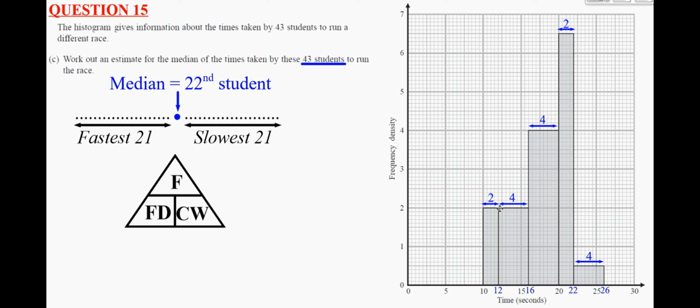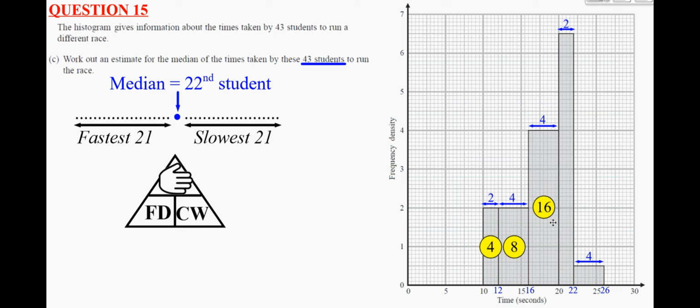So the first bar, 2 by 2, that gives 4. Just covering up frequency to do these two here. So 2 times 2, that's 4. This bar is 4 wide, 2 high. 4 times 2, that represents 8. And this bar here is 4 wide and 4 high. 4 times 4 gives 16.